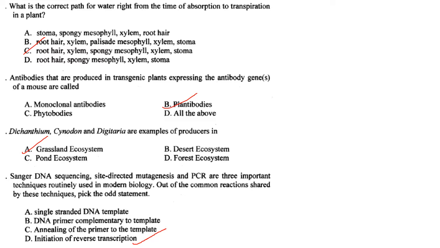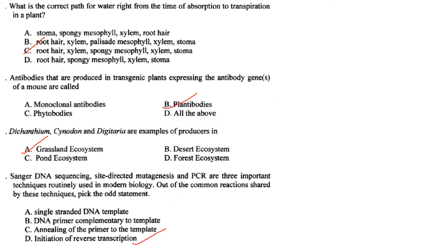Then Dichanthium, Cynodon, Digitaria are examples of producers in. So they are examples of producers in the grassland ecosystem. So answer is option A.